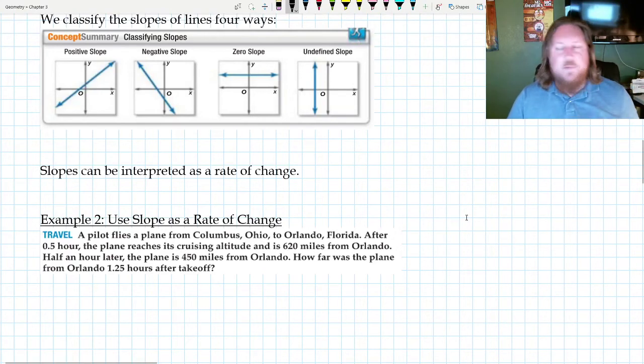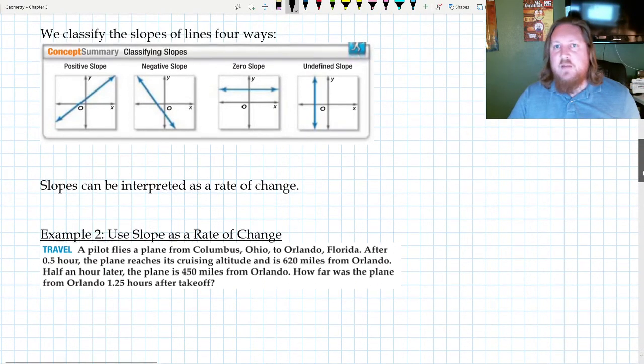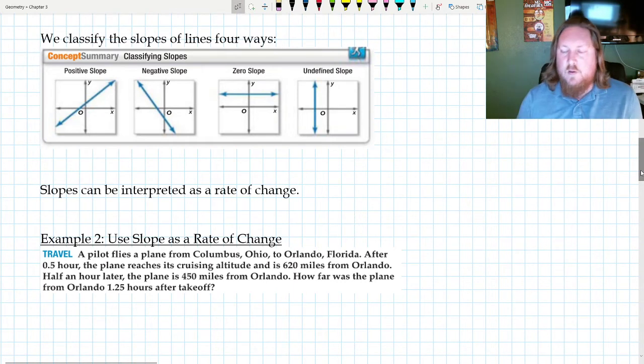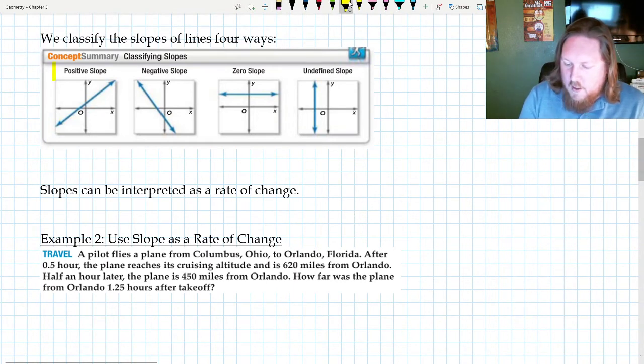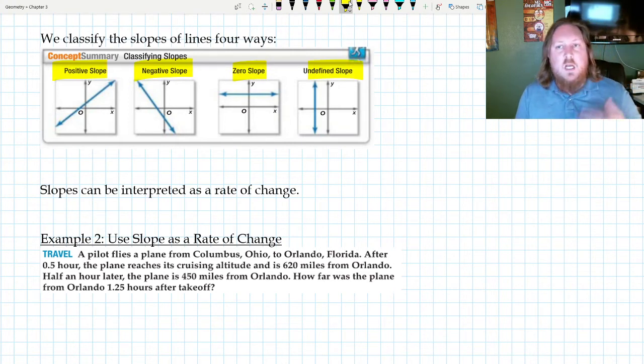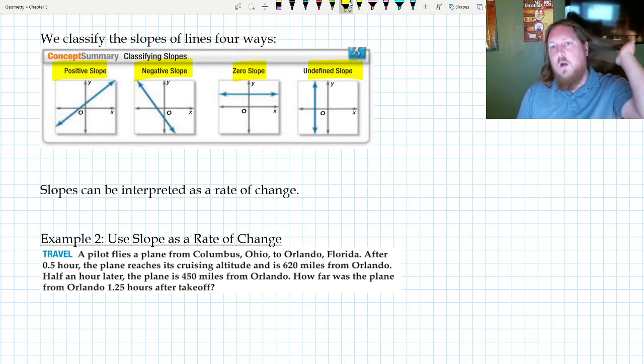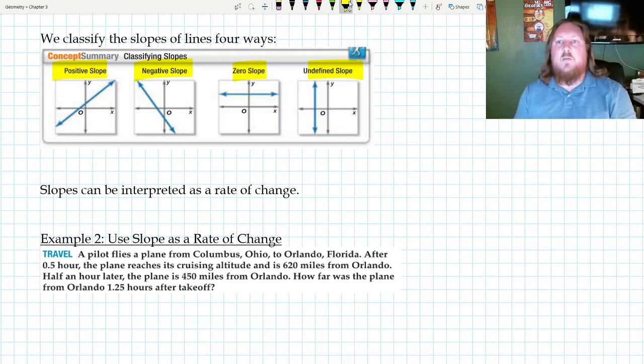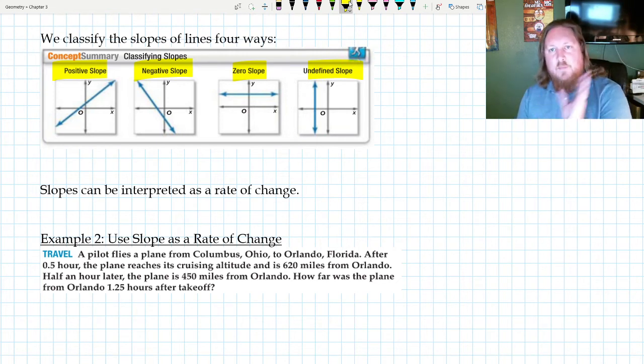So the last example we did, we went through examples of positive, negative, zero, and undefined slope. And those are four terms you have to know. You have to visually be able to recognize what's happening with each one of them as well. So if you see a graph, you should be able to, just from looking at a graph, tell me what kind of slope you're going to have: positive, negative, zero, or undefined.